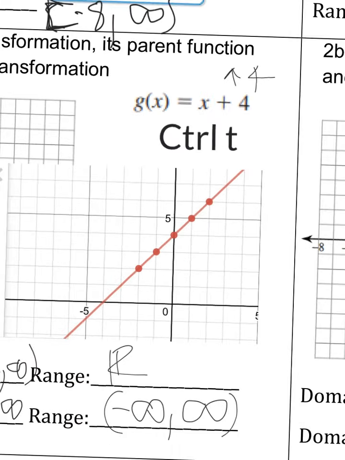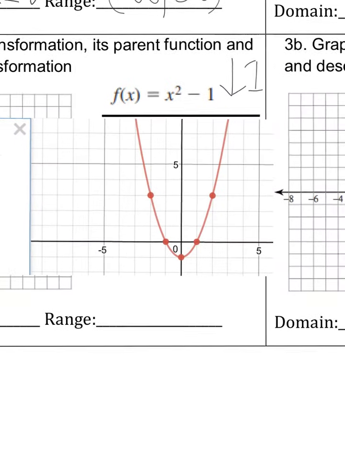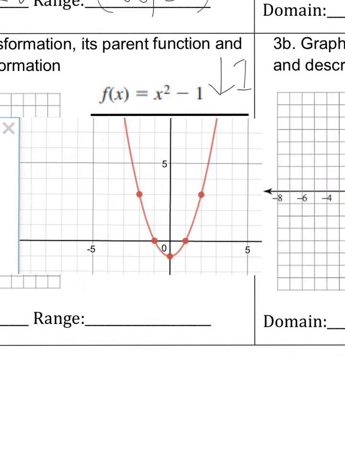Let's see here. So let's write our domain. My domain is all real numbers. My range is, the lowest point is -1. So I'm going to use interval notation. -1 to infinity, because it's going up forever, okay?